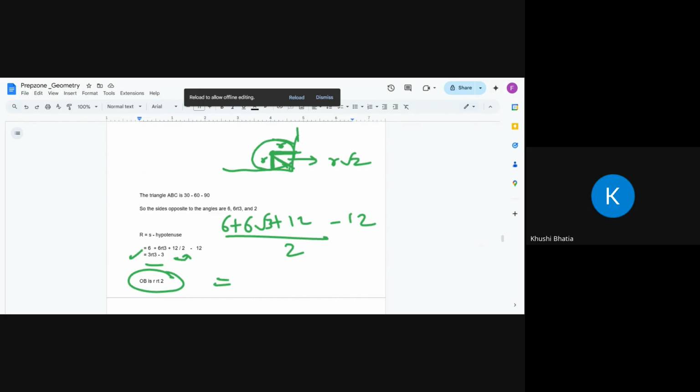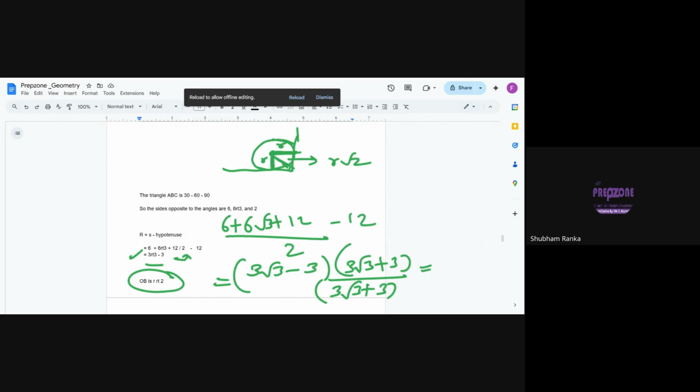For example, this is 3 root 3 minus 3, right? So I can in fact give you a different option also. I can give you an option like this, 3 root 3 plus 3. If you rationalize, this will change. If you multiply, this will become 3 root 3 squared, and that is 27. So this will become 18 by 3 root 3 plus 3. Further, you will simplify. You can take this 3 as common, so you'll get 6 by root 3 plus 1.